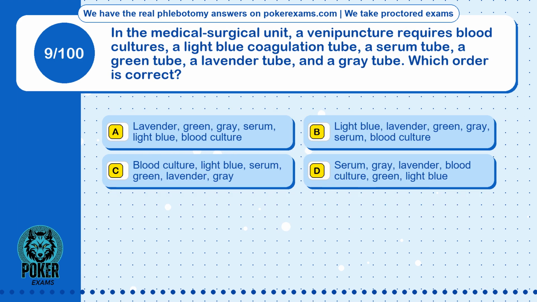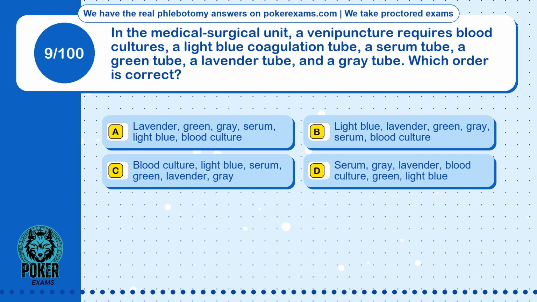Question 9. In the medical surgical unit, a venipuncture requires blood cultures, a light blue coagulation tube, a serum tube, a green tube, a lavender tube, and a gray tube. Which order is correct? Option A. Lavender, green, gray, serum, light blue, blood culture. Option B. Light blue, lavender, green, gray, serum, blood culture.